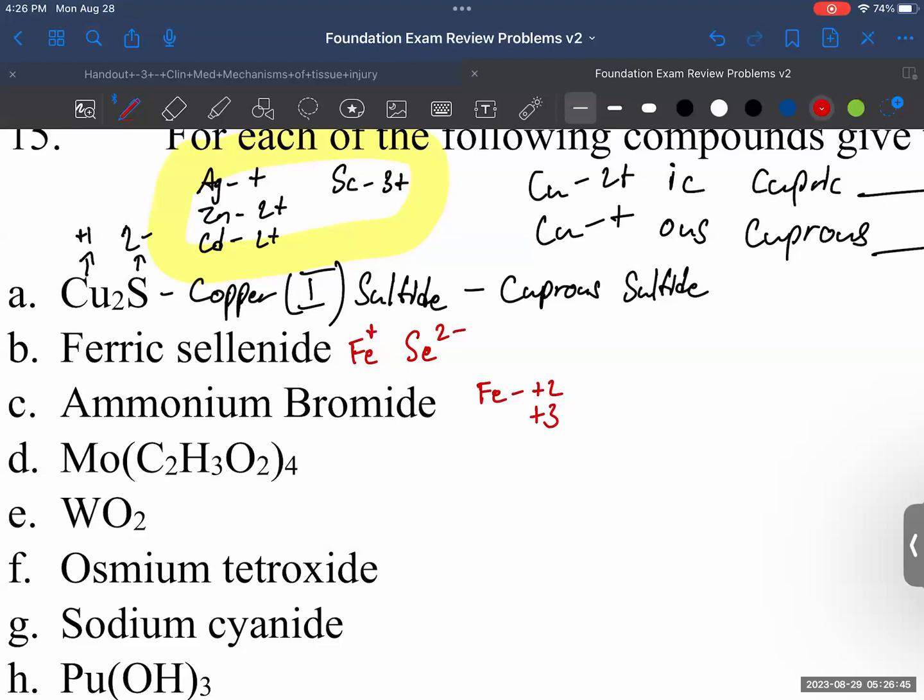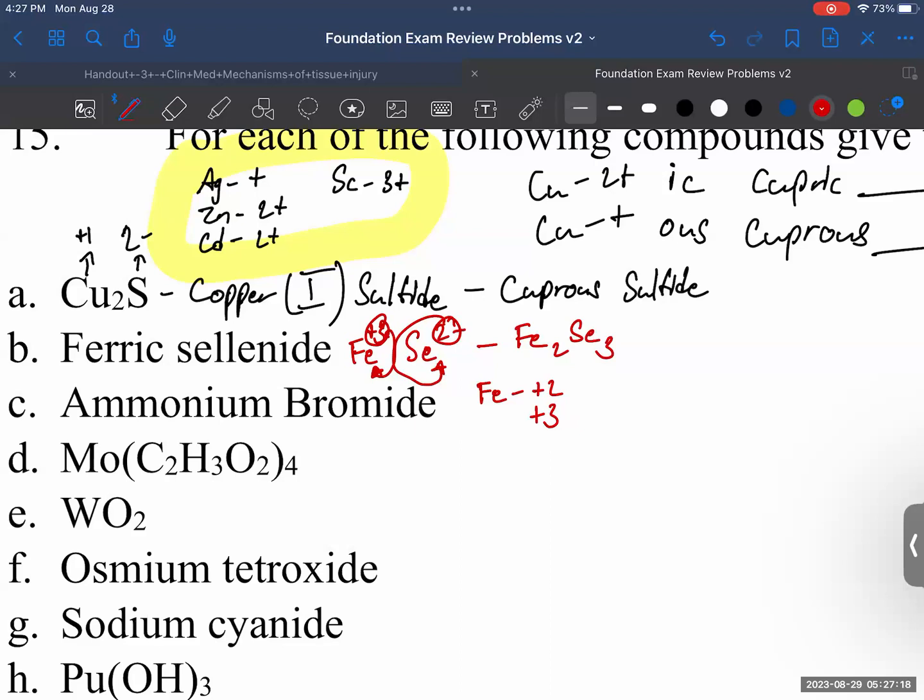So +3. All right. Now, people call it different things. He calls it the crisscross method. I call it the loop-de-loop method. Point being, you switch the two charges and make them your subscripts. So the +3 goes down here, the 2 goes over here, and then your final result is Fe2Se3. Any questions on that?